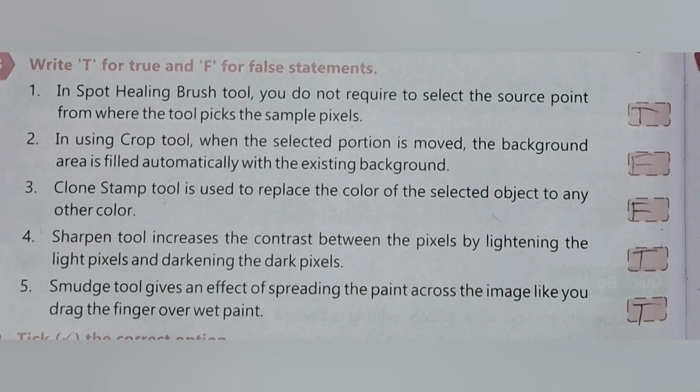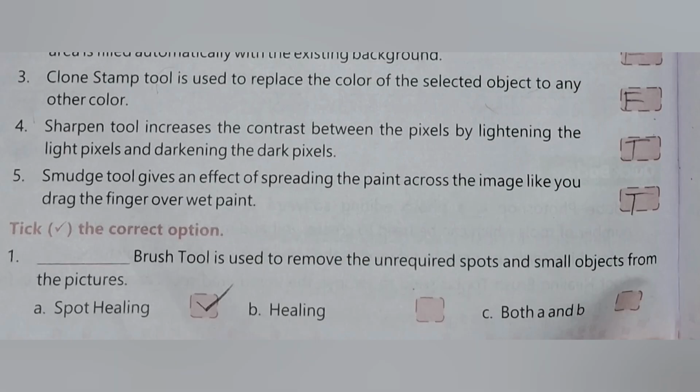Number 4. Sharpen tool increases the contrast between the pixels by lightening the light pixels and darkening the dark pixels. So this statement will be true. Number 5. Smudge tool gives an effect of spreading the paint across the image like you drag the finger over wet paint. So this statement will be true. Now next, tick the correct option.